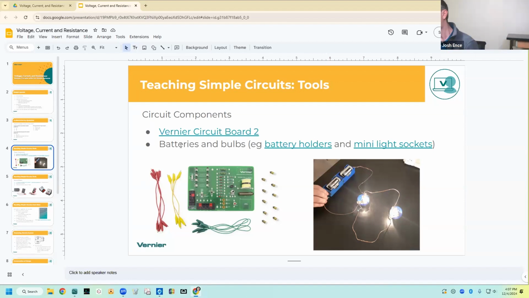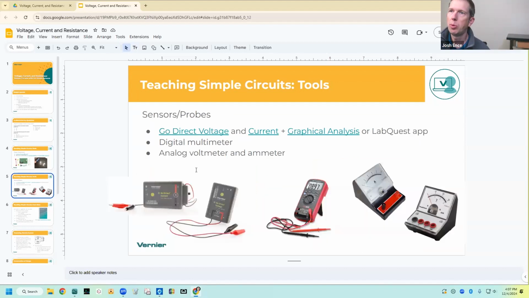That's how you're going to build your circuits, and then you're going to want to measure things about your circuits. We make a voltage probe and a current probe that you use with our software. That's what I'm going to use today. But for most of the labs I'm going to show today, the digital multimeter or just an old school analog ammeter, voltmeter will work just as fine as well.